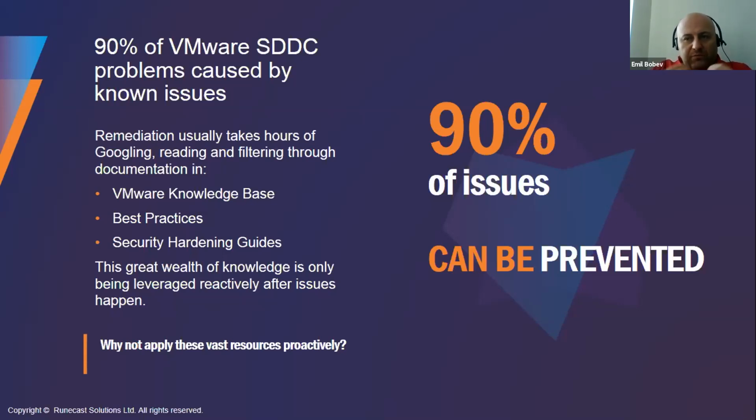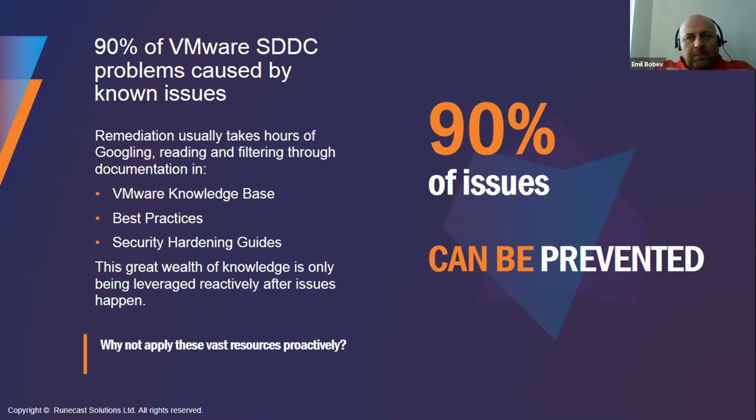Most of the issues they had to fix for their customers were not unique, but were issues that were already recognized by VMware and documented in the VMware knowledge base articles. Since this is a very technical audience, I'm sure you are familiar with VMware knowledge base articles. If not, please raise your hand so we can explain what this means. I would like to ask the system admins and people who work with VMware, how many hours per month do you spend searching through knowledge base articles? Please post your comments into the chat box.